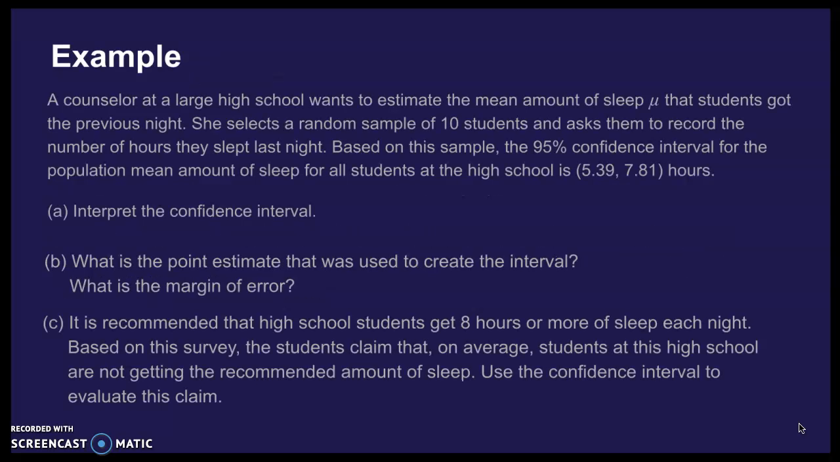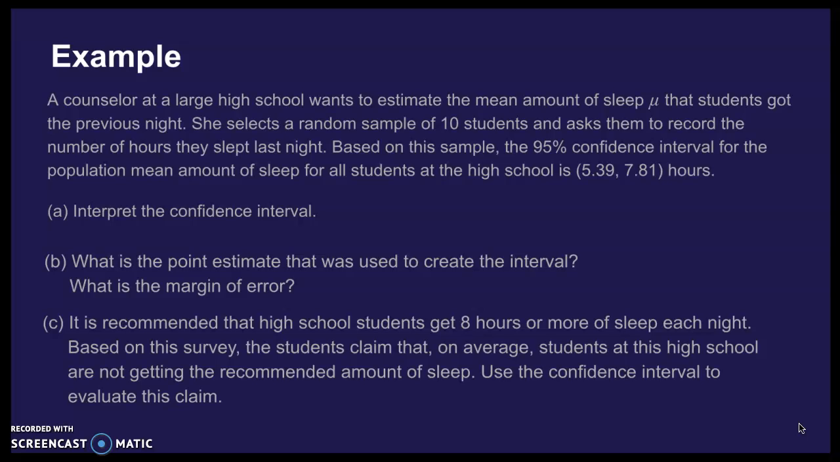So here's an example. A counselor at a large high school wants to estimate the mean amount of sleep that students got the previous night. We've seen the numbers that she got from the 10 students, who recorded the amount of sleep they got, and based on this sample, the 95% confidence interval for the population mean amount of sleep for all students was calculated to be between 5.39 and 7.81 hours.